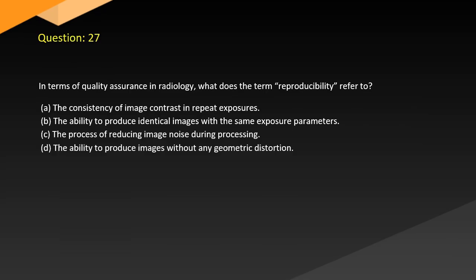Question 27. In terms of quality assurance in radiology, what does the term reproducibility refer to? A. The consistency of image contrast in repeat exposures. B. The ability to produce identical images with the same exposure parameters. C. The process of reducing image noise during processing. D. The ability to produce images without any geometric distortion.